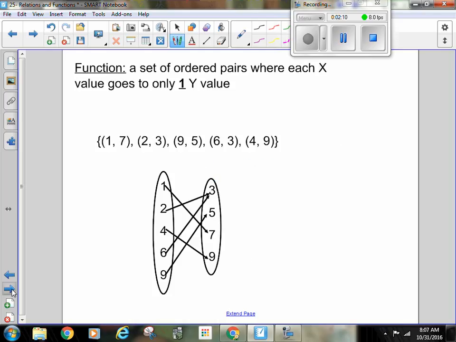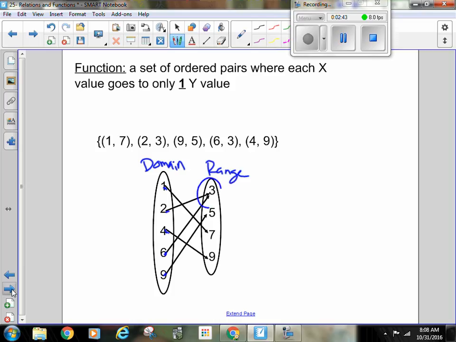A function is very similar to a relation, except the big difference is a function is a set of ordered pairs where each x value goes to only one y value. So that means in this set of data here, in my domain, every x only has one arrow coming from it. Okay, notice that there's only one arrow out of each of these x's. If there were 2 arrows coming out of it, it would not be a function.